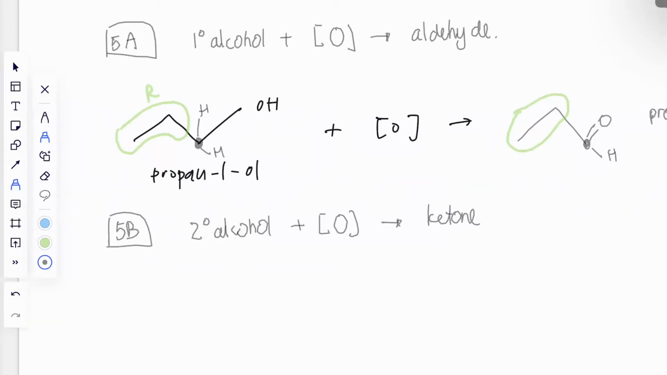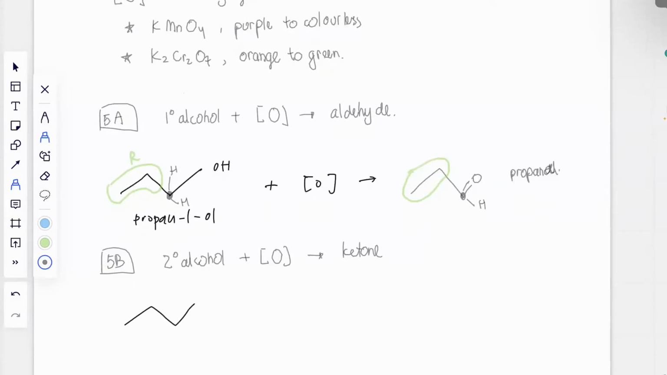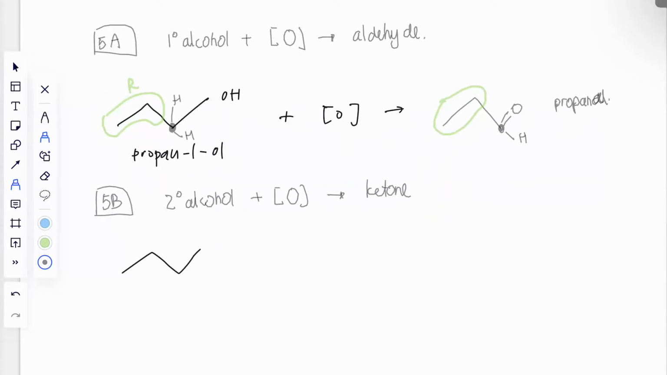Second degree alcohol. Try butane-2-ol. By the way, what I mean by carbonyl compound is aldehyde and ketone. Both aldehyde and ketone, we call it carbonyl. Butane-2-ol.